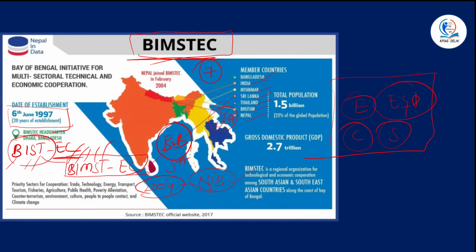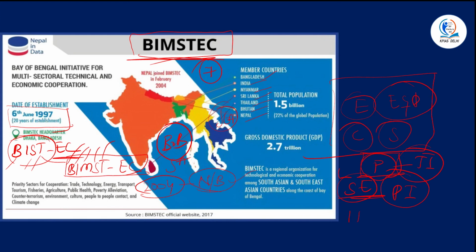Every organization, every grouping has also certain principles which form the bedrock of this particular grouping. One of the principles of BIMSTEC is to ensure sovereign equality. Sovereign equality means respecting each other's sovereignty. This is the first fundamental principle of this particular grouping. Second important principle is territorial integrity, upholding the territorial integrity of all the member states. Next is political independence, respecting the political independence of each and every member country in this particular group.